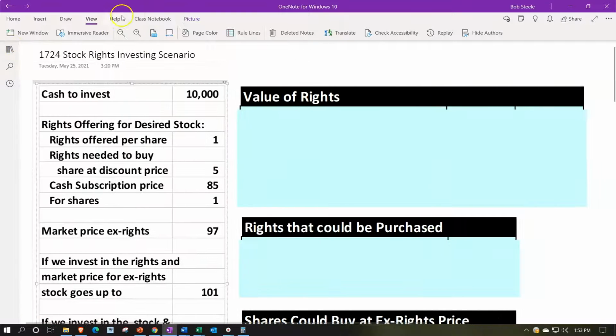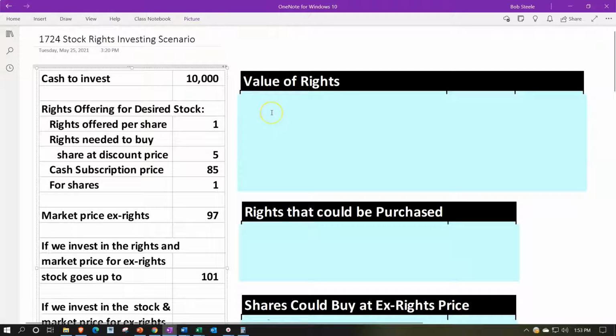Closing the icon, we have our information up top, calculations on the right and down below. We're looking at a stock rights type of problem. Once again, if you want a more basic problem to intro into stock rights, take a look at a prior presentation where we go into that in a bit more detail. Here we're looking at investment scenarios related to them.